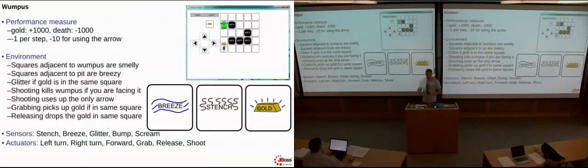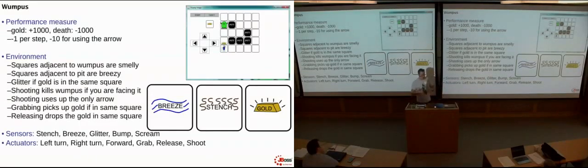This is like one of the first things you learn in computer science. You have the performance measurements. So if you grab the gold, you win 1,000. If you die, you lose 1,000. There's a cost of 1 per step and a cost of 10 for the arrow. Squares adjacent to the Wumpus, you get a signal saying it's smelly.